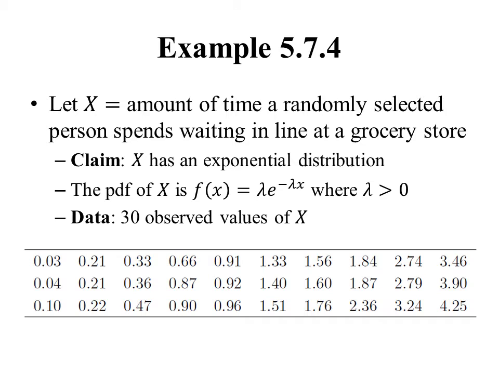So in our data, we're going to go out and observe 30 values of x. Why do we do 30? Just because it's a nice round number. And so one person waited a total of 0.03 minutes, the next person waited a total of 0.04 minutes, and so on and so forth. So here's 30 observed values of x.